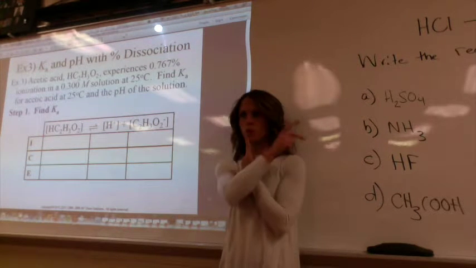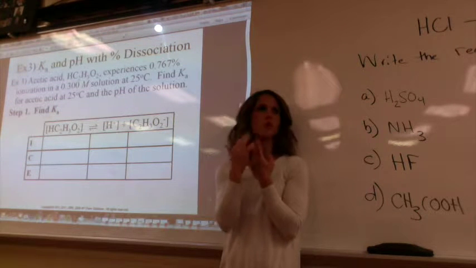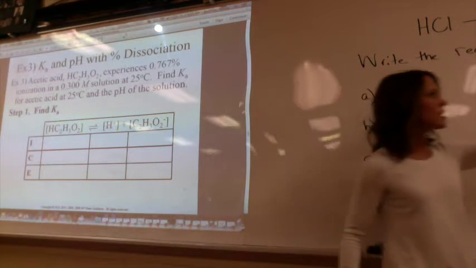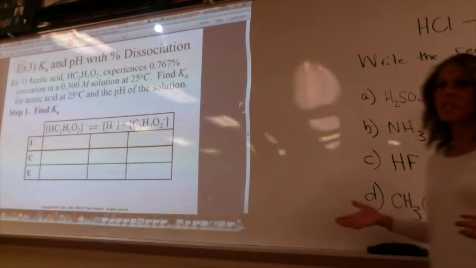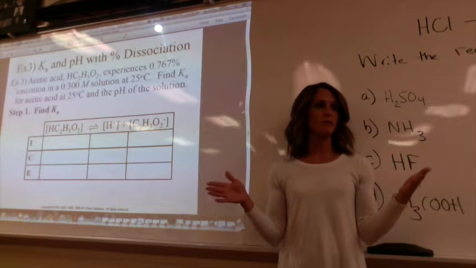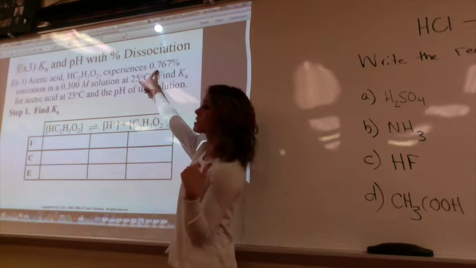Dissociation means things are breaking apart. Ionization means that something is being ionized, which also means something's breaking apart. So in any of these reactions, this dissociated and then this piece ionized. They can use either word. It just means that something is giving up an H+, something's accepting an H+, and here's the amount that it's going to do it. It's going to do it by, like in this question, 0.767%.